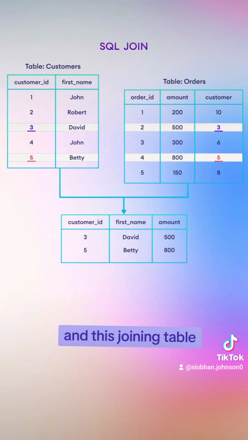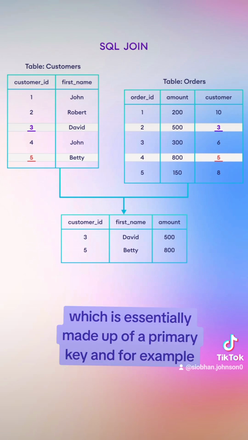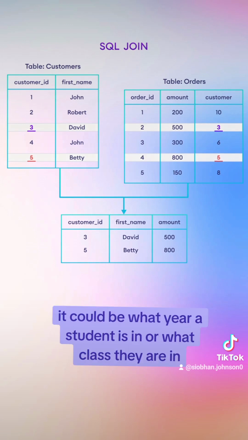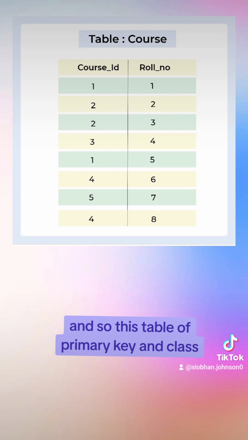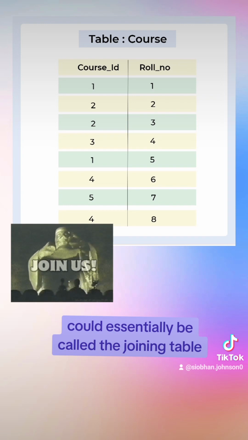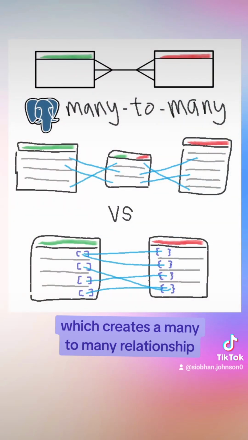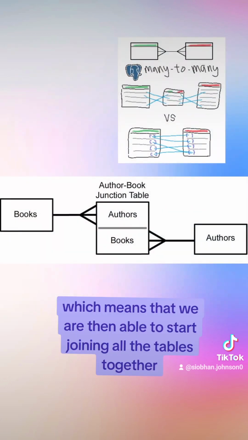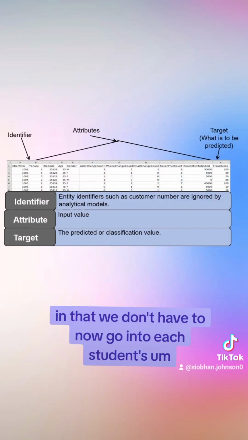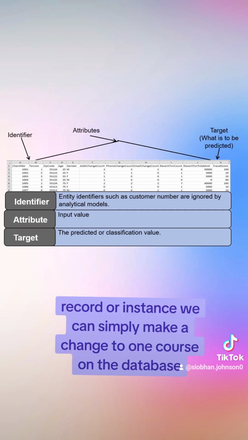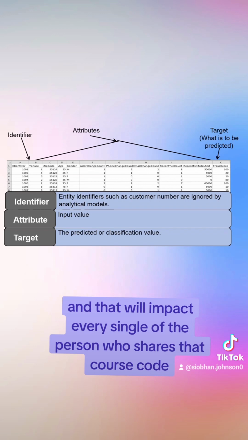This joining table is essentially made up of a primary key and, for example, the course, what year a student is in, or what class they are in. So this table of primary key and class could essentially be called the joining table, which creates a many-to-many relationship, which means that we are then able to start joining all the tables together with ease. This is the brilliance of relational databases, in that we don't have to go into each student's record or instance. We can simply make a change to one course on the database, and that will impact every single other person who shares that course code.